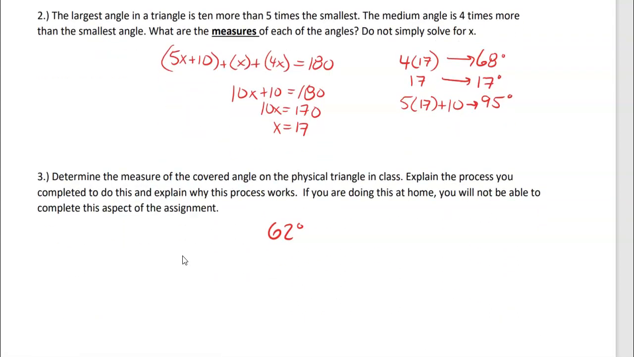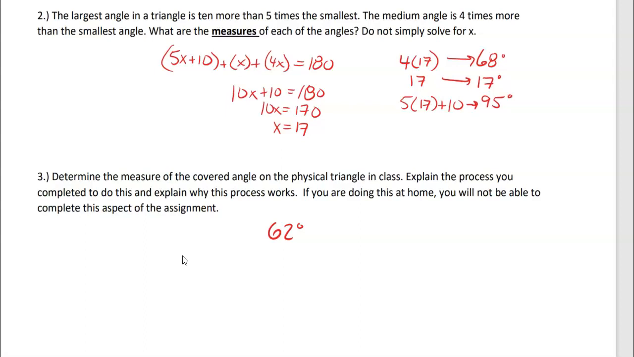And then the last one here, it says determine the measure of the covered angle on the physical triangle in class. Explain the process you completed to do this, and explain why this process works. If you are doing this at home, you will not be able to complete this aspect of the assignment.